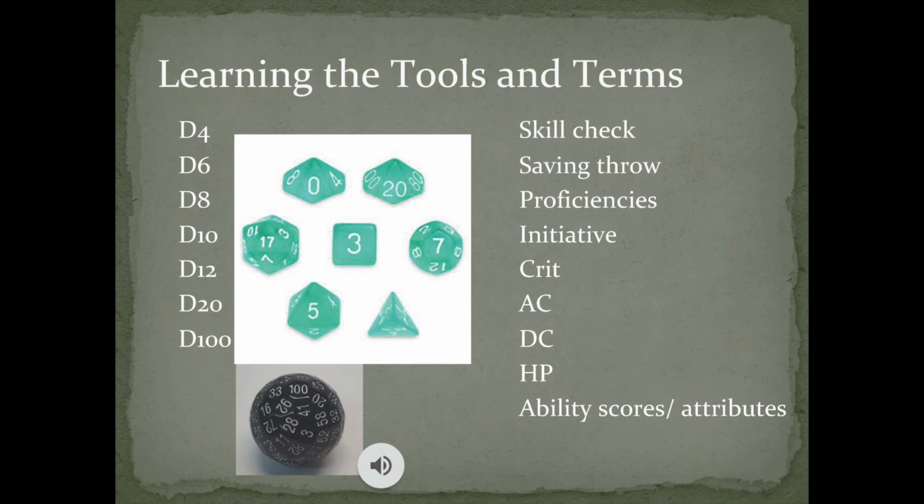AC, or armor class, is how tough it is to inflict a blow on the target or your character. It's the number that you're trying to meet. So if you roll to hit your D20 plus your appropriate modifiers, and the number you get is equal to your target's AC or higher, you will hit them and do damage. DC is like AC, but it stands for difficulty class and is for saving throws or other non-combat related skills. HP, or hit points or health points, are how tough your character is, how many hits they can take before they go unconscious and start dying.